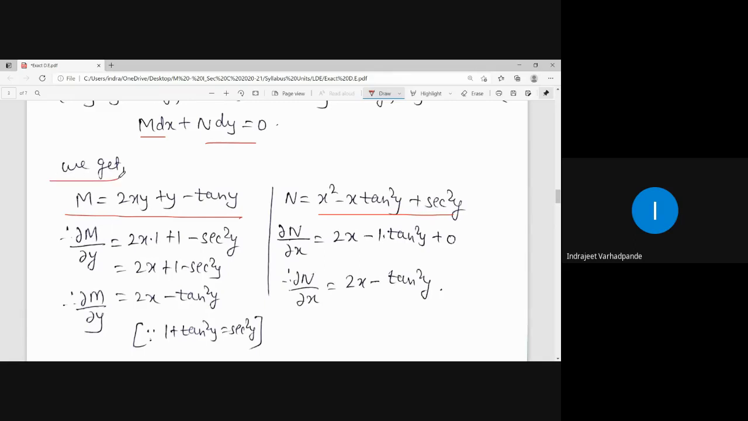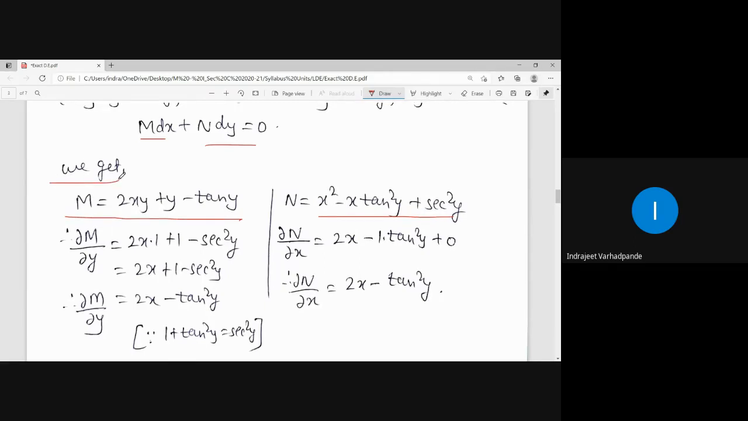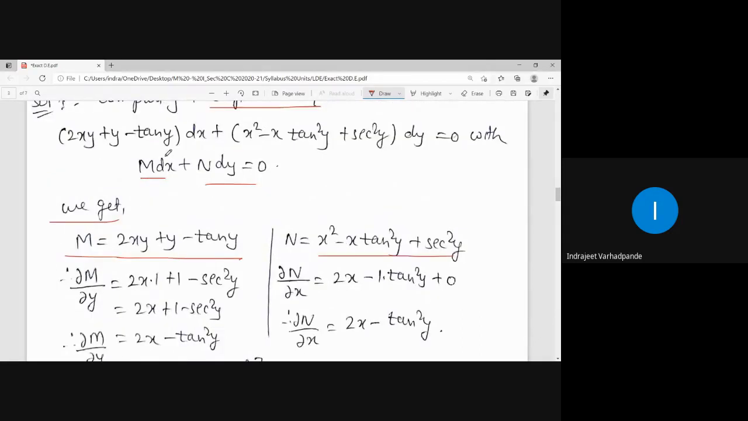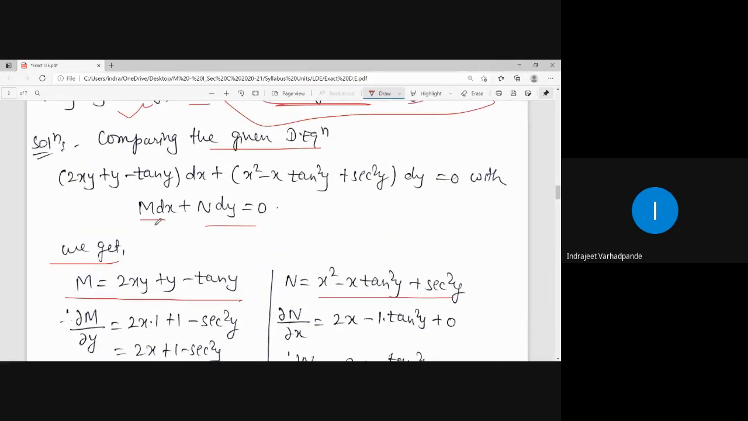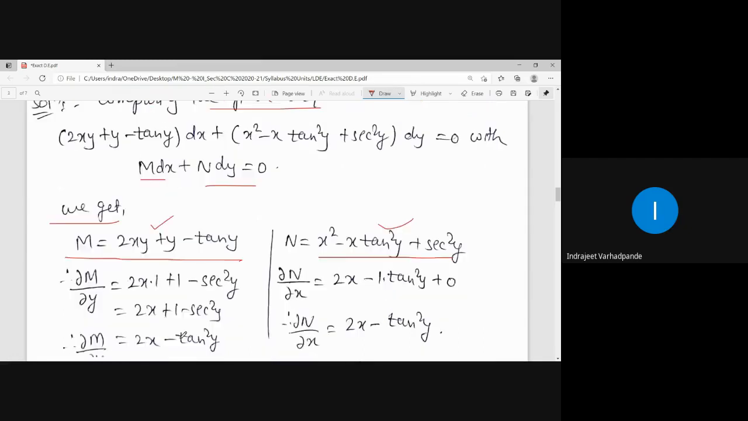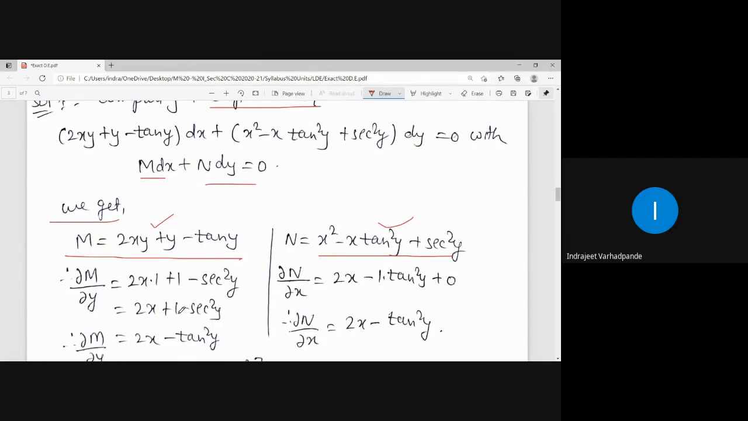Those who have not yet completed this portion: the solution, comparing with the other form, M dx plus N dy is equal to 0. M is identified, N is also identified. Now you try to find the differentiation. So del M by del y means you will be differentiating it partially with respect to y, keeping x constant.